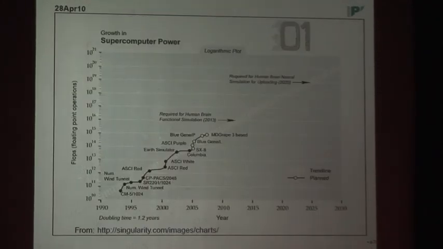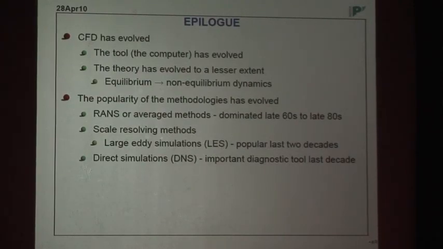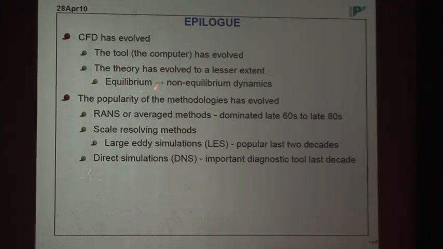I'm going to skip the results, and let me just go to the epilogue. That's the conclusions. First off, CFD has evolved. The tool and the computer have evolved. The theory has evolved to a lesser extent. That is, we've not been successful in really migrating all these equilibrium assumptions to non-equilibrium dynamics. The popularity of the methodologies have evolved.